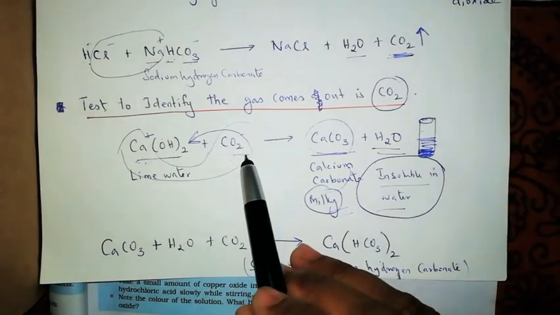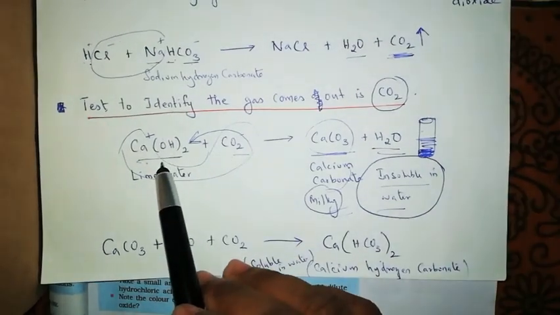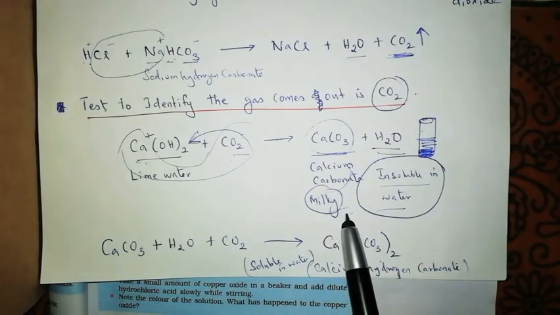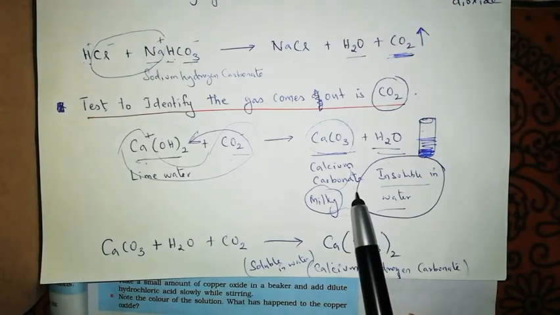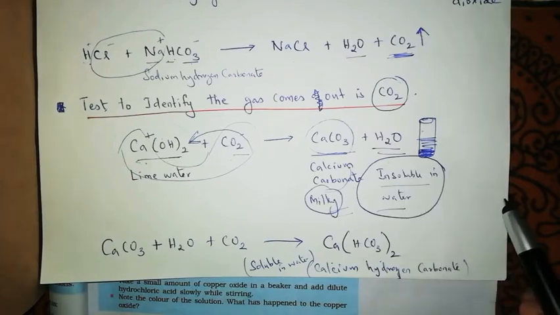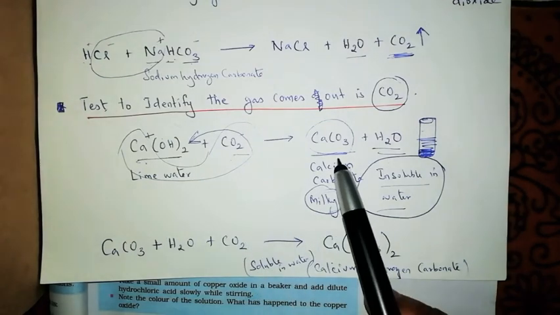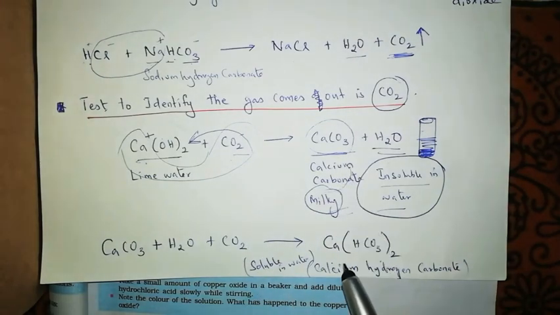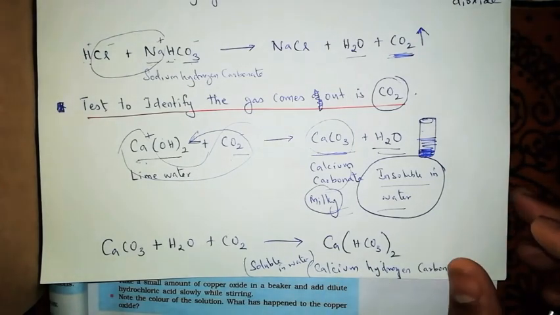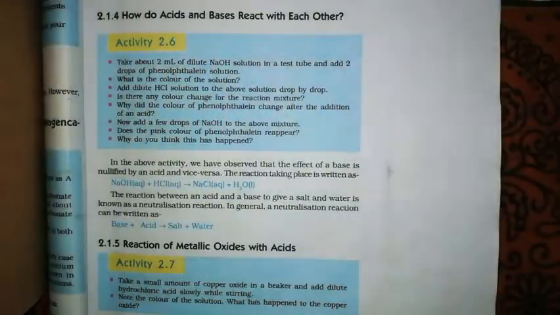When we pass this carbon dioxide into calcium hydroxide, it gives calcium carbonate, and that calcium carbonate turns milky, because calcium carbonate is insoluble in water. That is why it comes as a precipitate. And when we add excess carbon dioxide, it turns into calcium hydrogen carbonate, which is soluble in water. That means it won't be a precipitate anymore; it becomes a normal water-like substance, right? So this is what we learned in the last class.